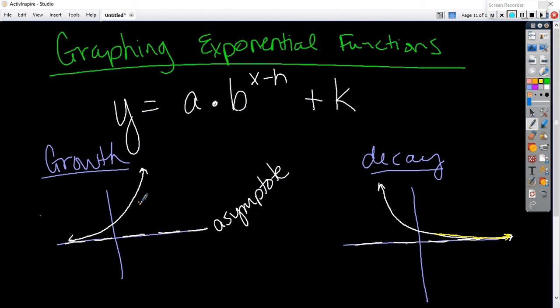We use growth and decay a lot in real life. Growth may start out gradually inching up, but then it shoots up. In science, whenever bacteria divides, that's growth. Half-lives in science, that's a decay. That's an exponential decay.